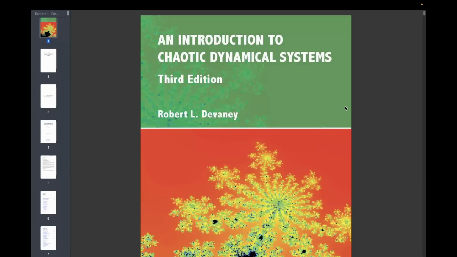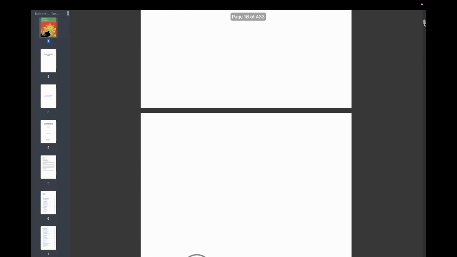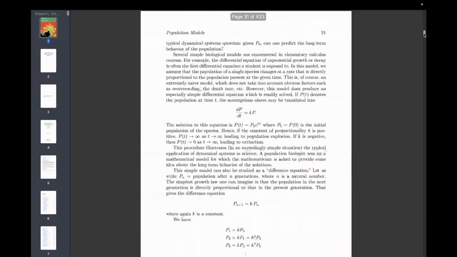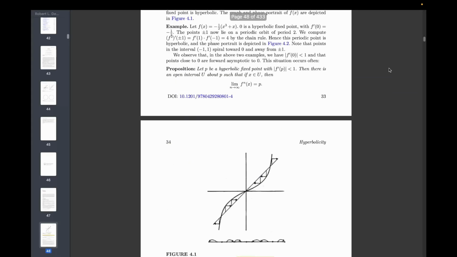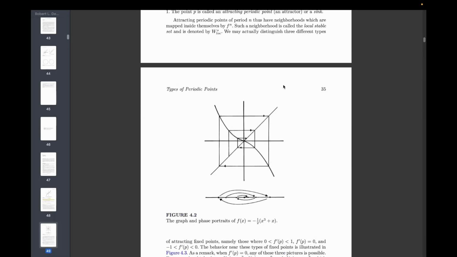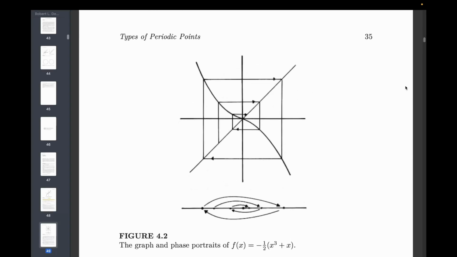Okay, I've been reading this book, Introduction to Chaotic Dynamical Systems by Devaney, and I guess this cover is just a fractal, and I've gone through the hyperbolicity section, so I'm just gonna review that right now. So originally I didn't know exactly what this type of 2D graph meant, but I kind of understand it now.